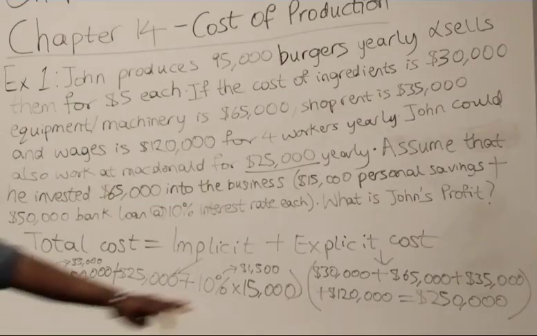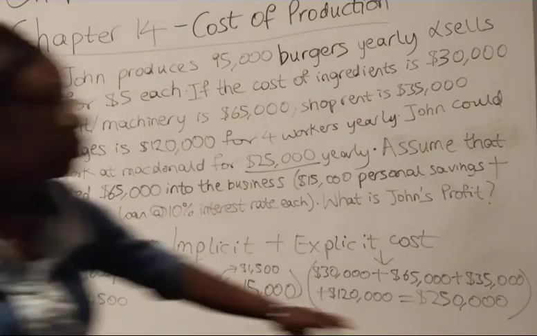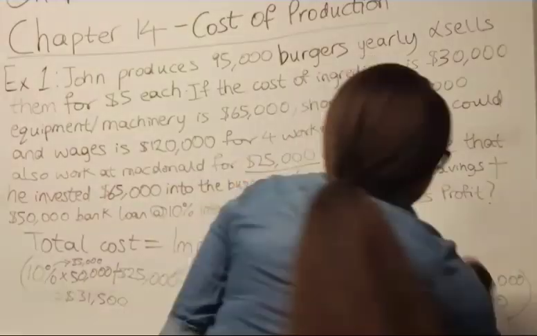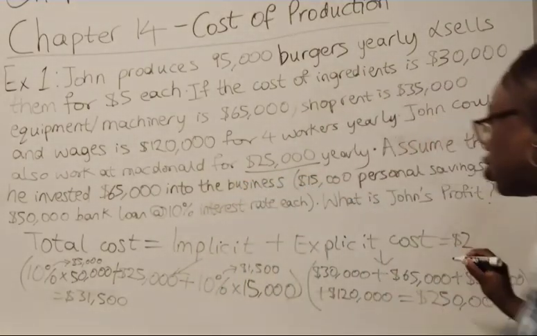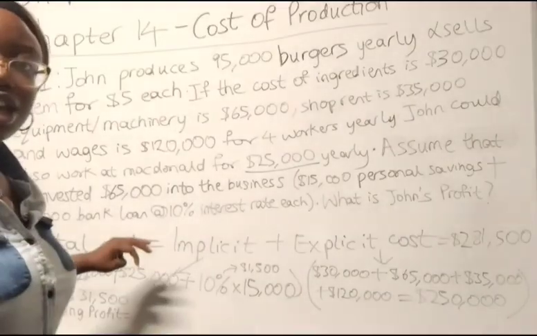Now that we know the implicit and the explicit cost, that tells you that the total cost is a combination of this implicit plus this explicit cost. So $31,500 plus $250K is going to give you $281,500. Next thing, we're going to calculate total revenue.